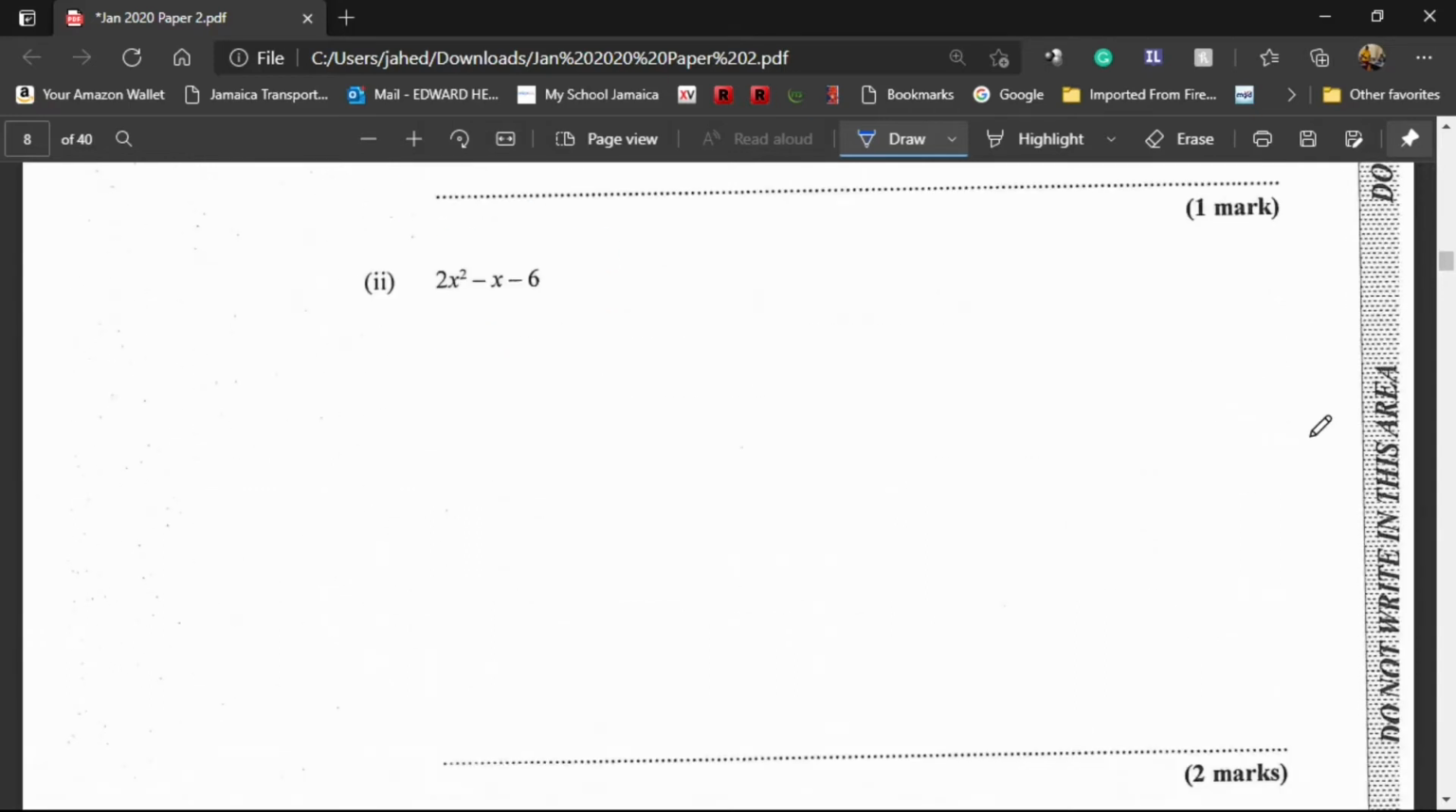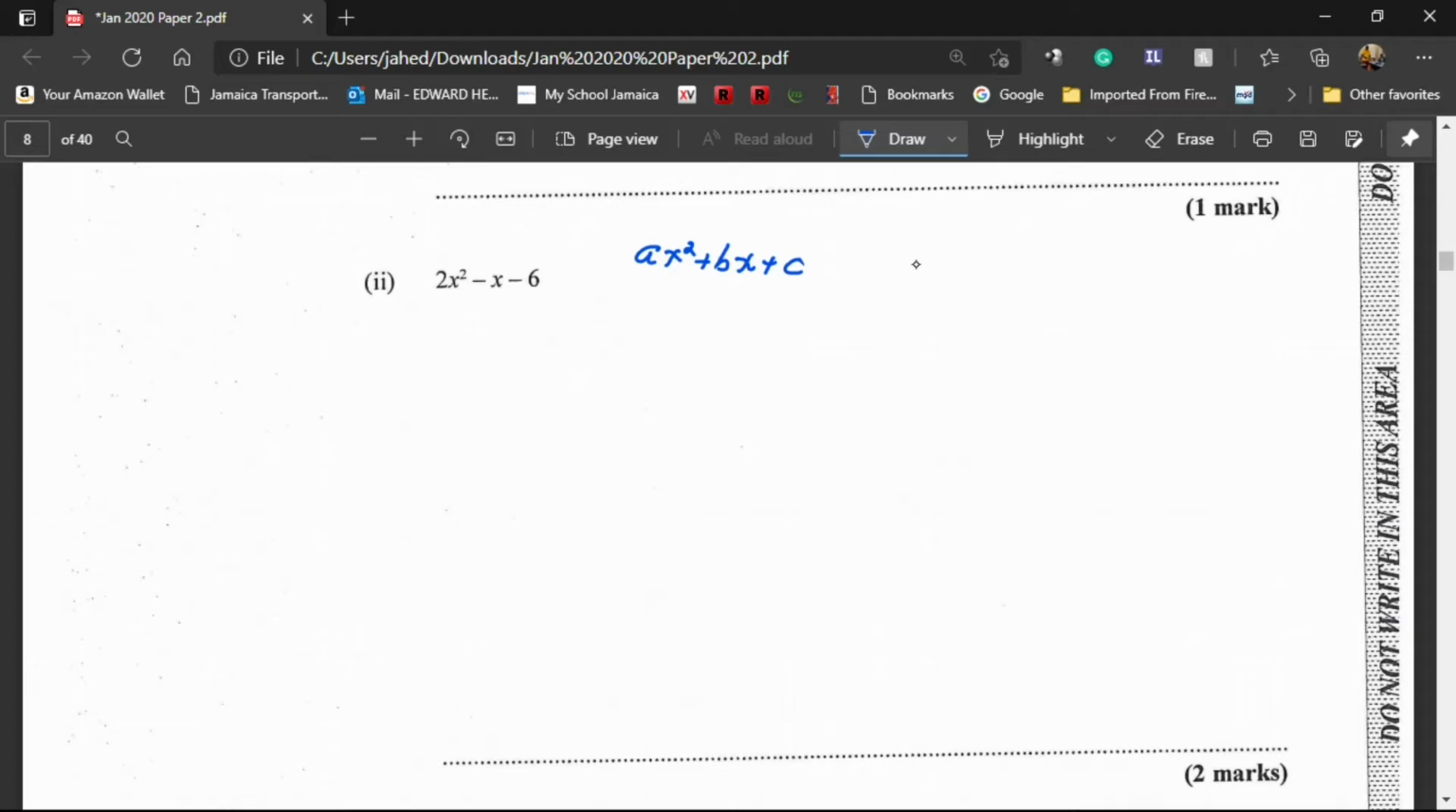Moving on to the next question. We have to factorize 2x squared minus x minus 6. Now you should be familiar with the general form of a quadratic expression, which is ax squared plus bx plus c, where a, b, and c are numbers. A is the coefficient of x squared, b is the coefficient of x, and c is the constant term. So in this case, a is equal to 2 and c is equal to negative 6.